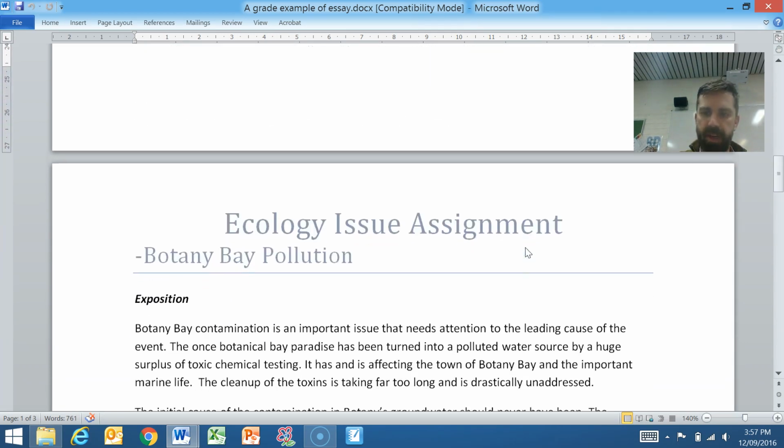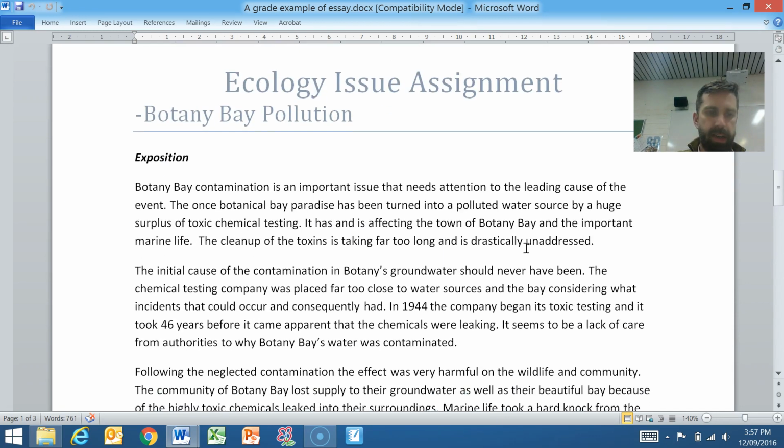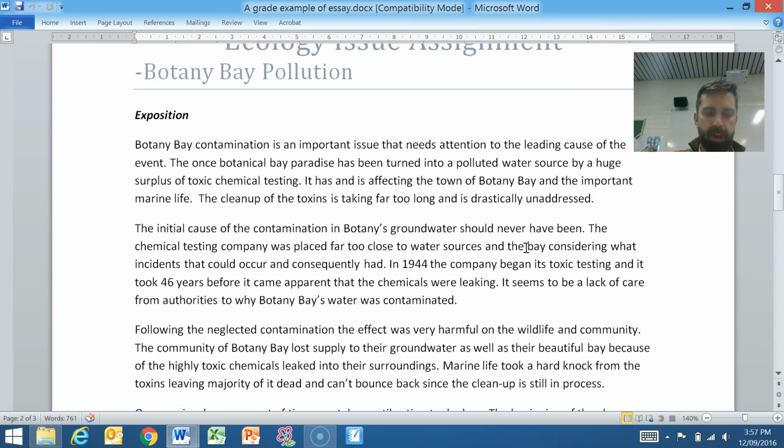So remember the first part was all about information. Now they're making an argument. So you can see now they're starting to use words like an important issue that needs attention. It's affecting the town of Botany Bay. It's taking far too long and is drastically unaddressed. So they're getting quite passionate in this part of the essay.